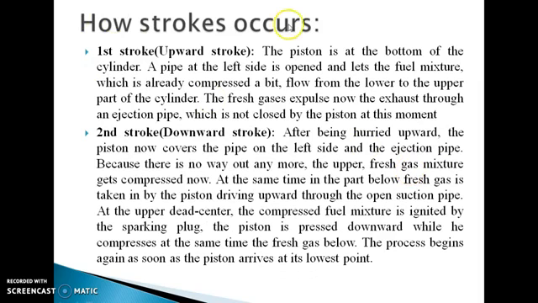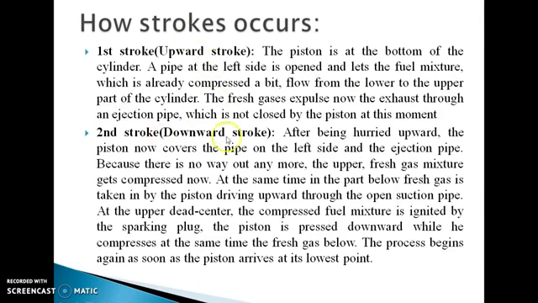How does the stroke occur in this engine? First stroke is called the upward stroke. The piston is at the bottom of the cylinder. A pipe at the shaft side is open and lets the fuel mixture, which is already compressed a bit, flow from the lower to the upper part of the cylinder.